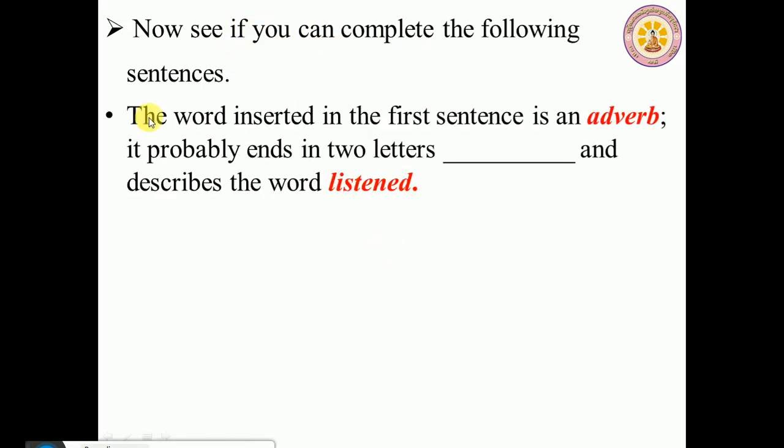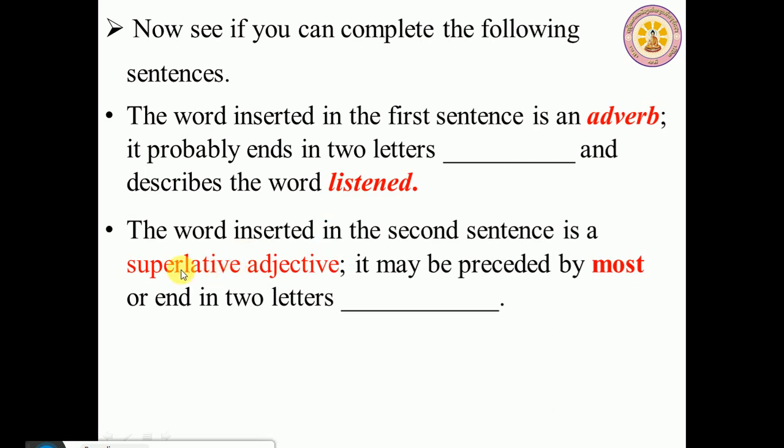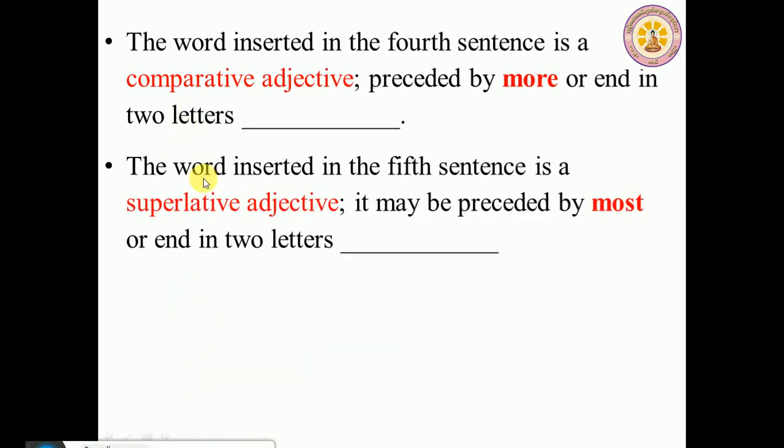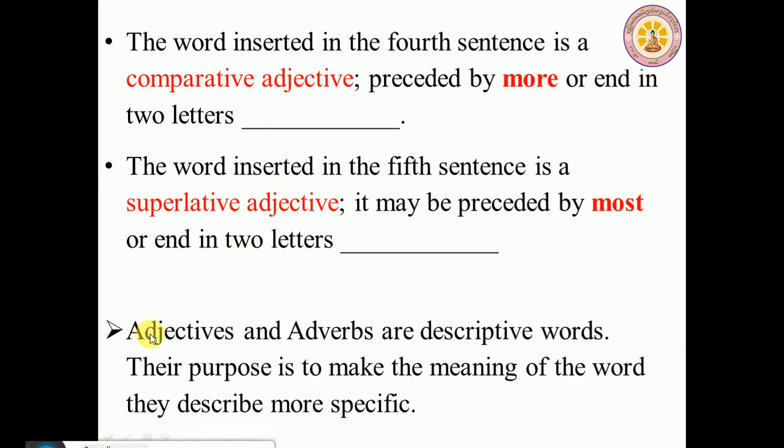Okay, now let's see if you can complete the following. Okay, for the example, I completed it for you already. No need to explain. For the first sentence, you need adverb because listen is the verb. The second, we need superlative adjective because it describes the noun, and so on and so forth. This is done already. The third, the fourth, the fifth. For the fourth, we use comparative adjective. The fifth, we use superlative adjective. Example like that. Okay, more here.